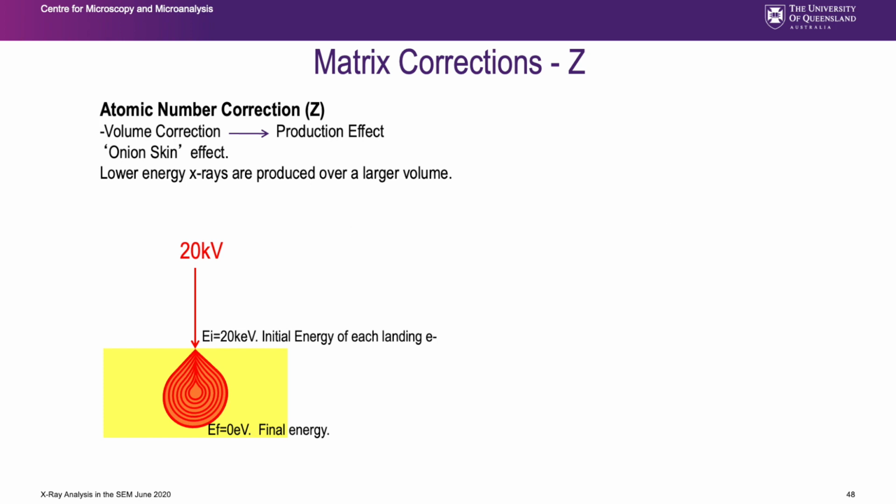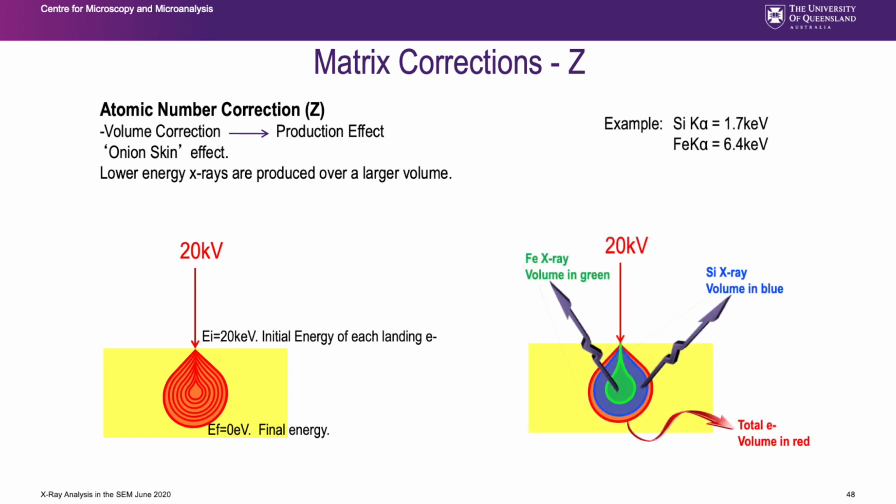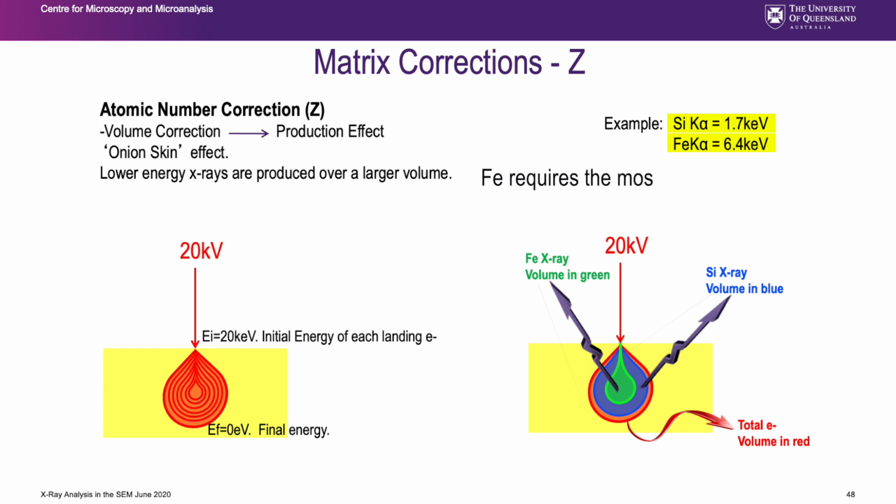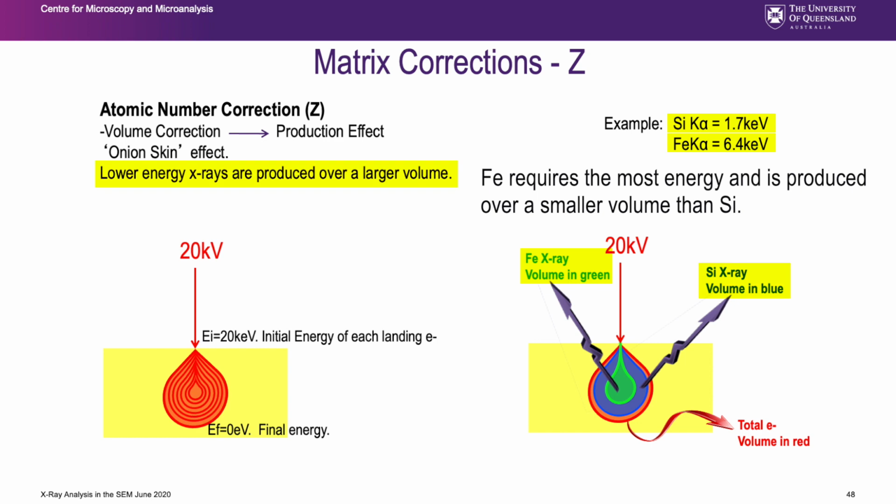They look a bit like, you can assume, like an onion cut in half with all those layers. Let's look at something like this. We have a specimen, one material that contains silicon K-alpha 1.7, and it contains iron K-alpha 6.4 keV. Obviously, because the beam is losing energy, once it goes past that energy, it will stop producing that X-ray. So iron, which requires the most energy, is going to be produced over a smaller volume than silicon.